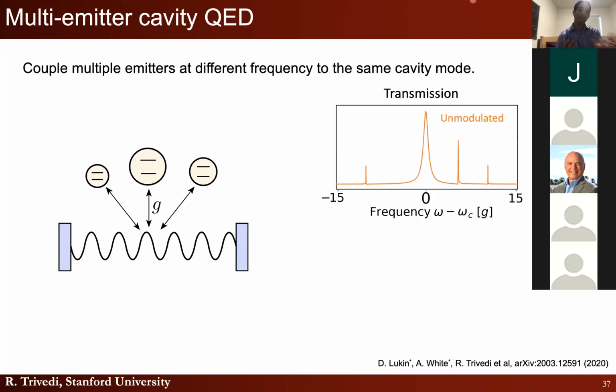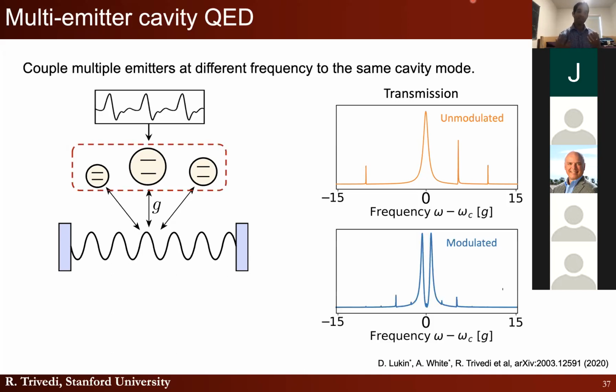So for instance, if you look at a system which has 3 emitters, but the emitter frequencies are very, very different and are inhomogeneously broadened, and you look at the transmission spectra of these emitters, you essentially see peaks corresponding to the individual transmission spectra of the emitters. And that really tells you that these emitters are acting as if they are independent and not really coupling to each other or coupling to the cavity mode.